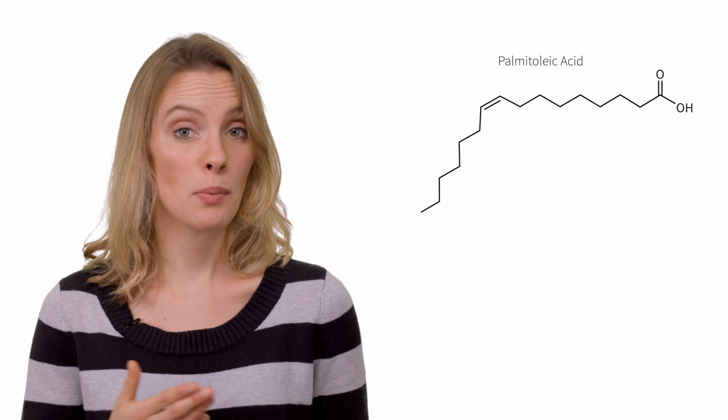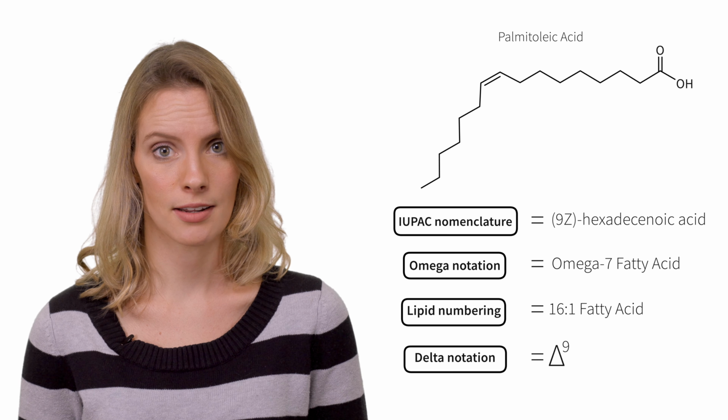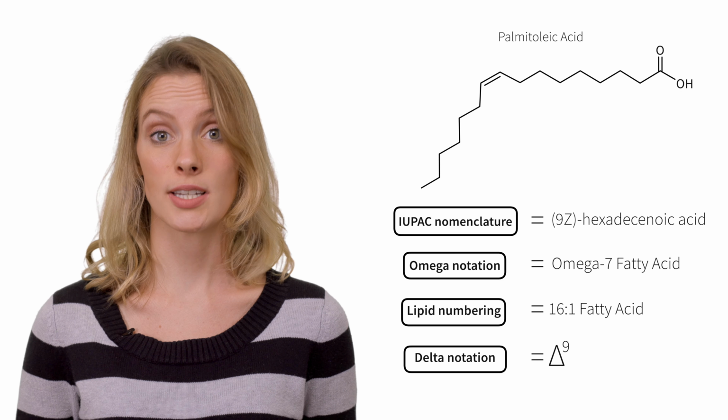We can now see that there are many ways to describe the structural features of a fatty acid, including the number, position, and orientation of double bonds.